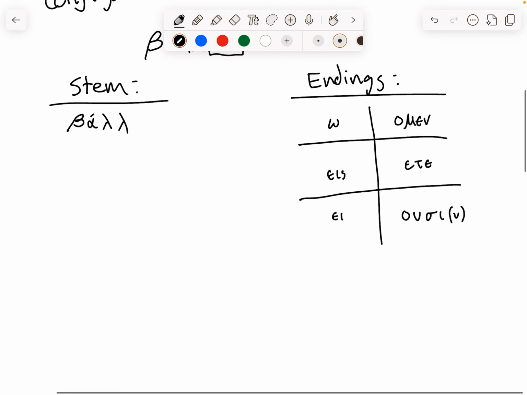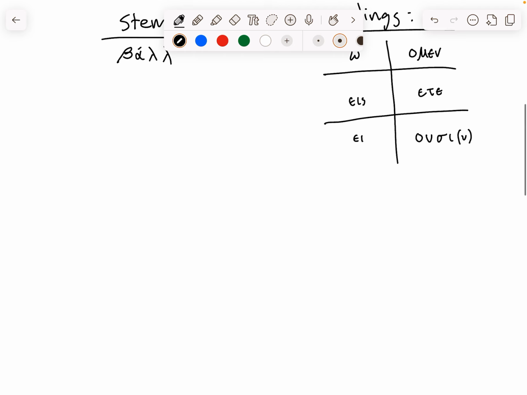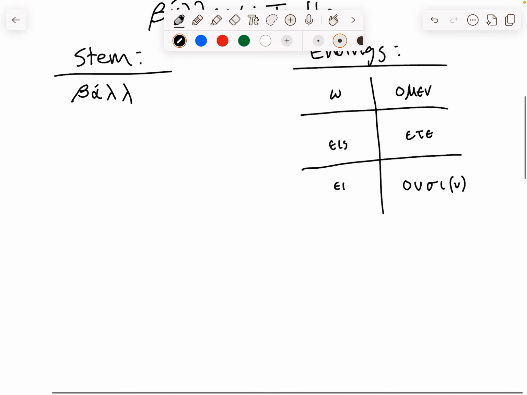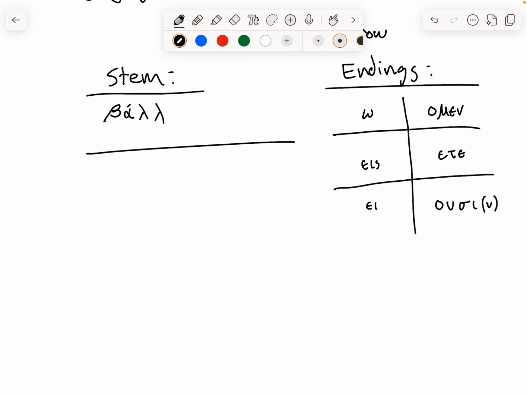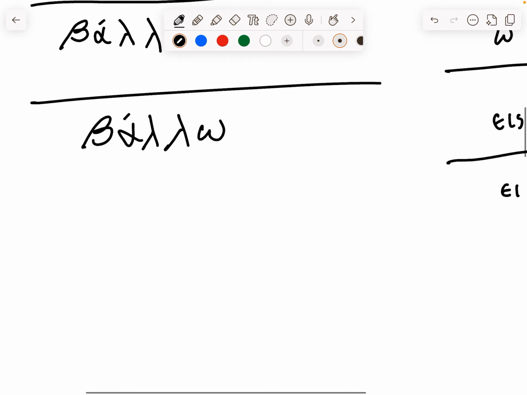Okay, so what do these endings even mean? Why do we have all these endings? The endings attached to the stem show you who is doing the action. For example, if I were to write balo, that would mean I throw, as opposed to baleis, which would mean you throw.